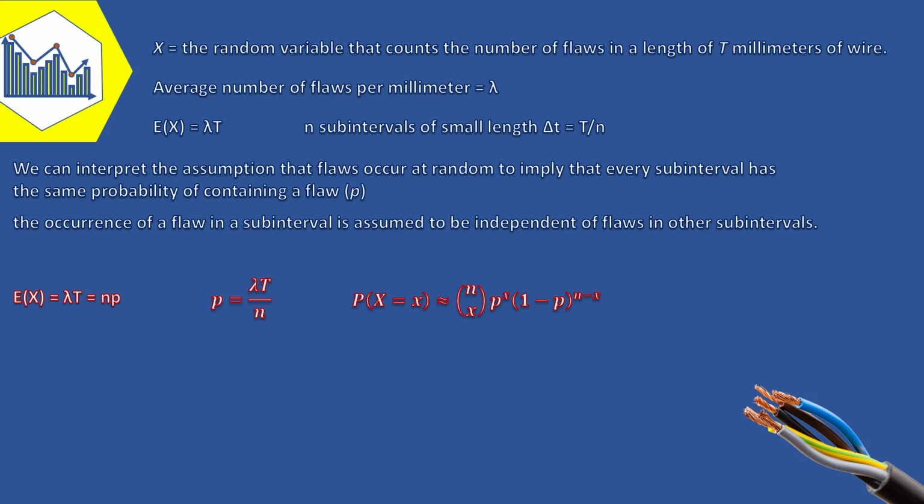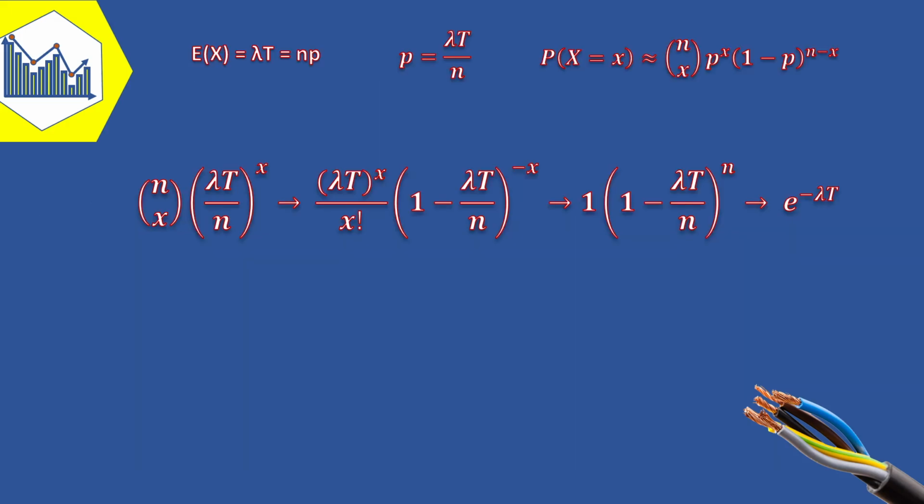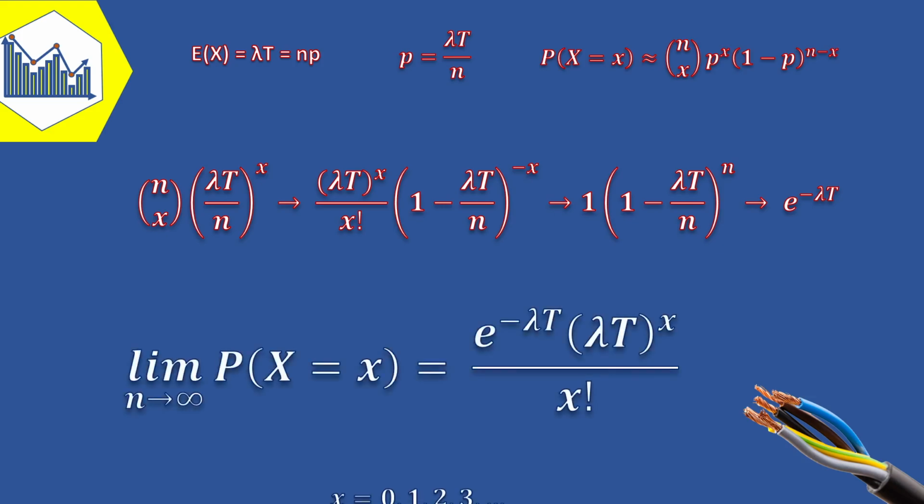With small enough subintervals, n is large and p is small. Basic properties of limits can be used to show that as n increases, the expression n choose x times (lambda times t over n) to the power of x is equal to e to the power of minus lambda times t. Therefore, the limit of the probability mass function as n goes to infinity equals e to the power of minus lambda times t, times (lambda times t) to the power of x over x factorial. Because the number of subintervals tends to infinity, the range of X can equal any non-negative integer.